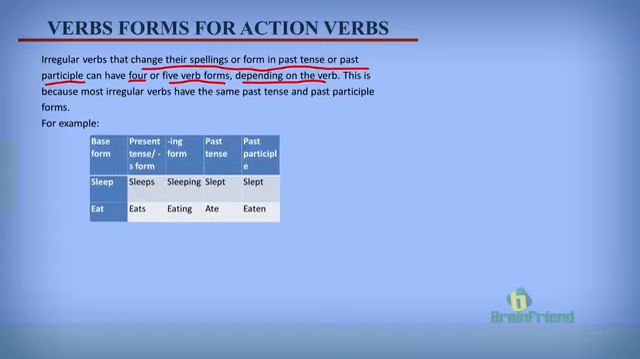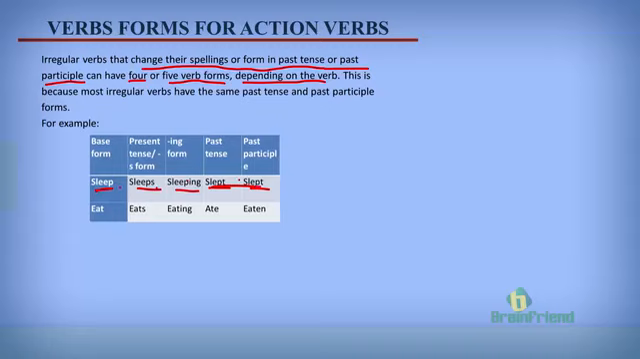Now let's take a look at these examples here. We have the verb sleep. In its base form, it is sleep. Present tense form, sleeps. Ing form, sleeping. Past tense form, slept. And past participle form, slept. So the verb sleep has just 4 forms because it is the same here. So we just have sleep, sleeps, sleeping, and slept, making it 4 verb forms.